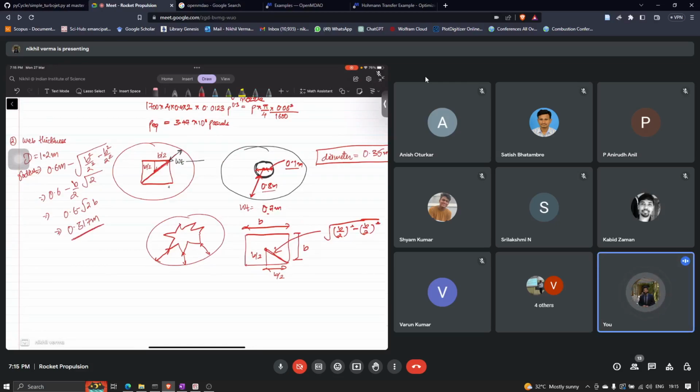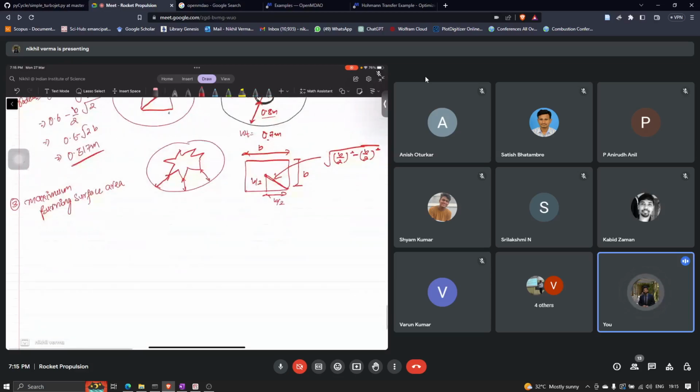Okay. Now let us do the third part of the problem, which is to calculate the maximum burning surface area. So when this has burned completely, it will look something like this. So this is our initial surface. So finally it would have looked like this. So this is your web thickness, right?